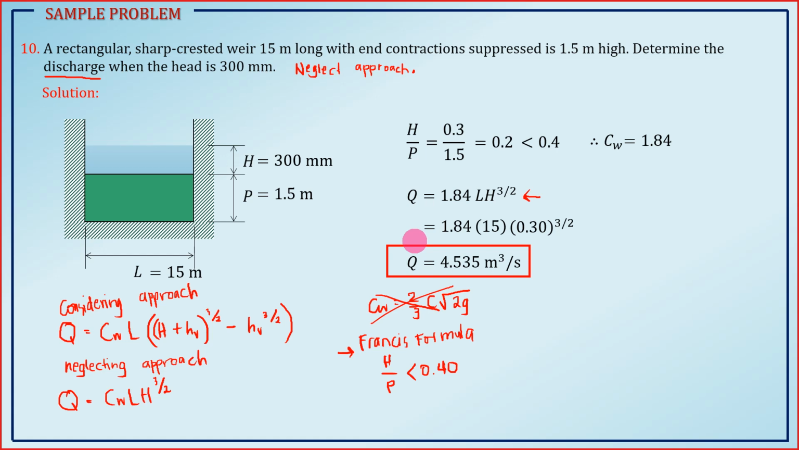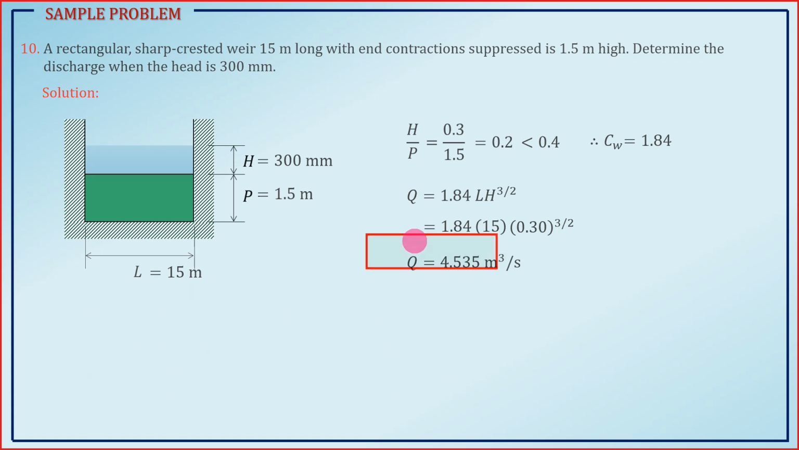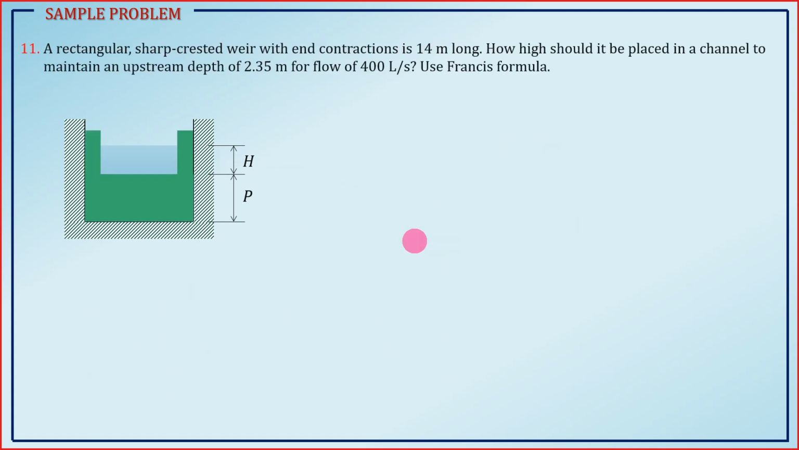So let's proceed to problem number 11. As you can see in the figure, we have a weir that is contracted on both sides, or doubly contracted. A rectangular sharp-crested weir with end contractions is 14 meters long. How high should it be placed in a channel to maintain an upstream depth of 2.35 meters for a flow of 400 liters per second? Use Francis formula.